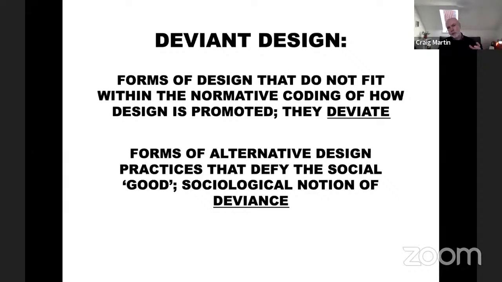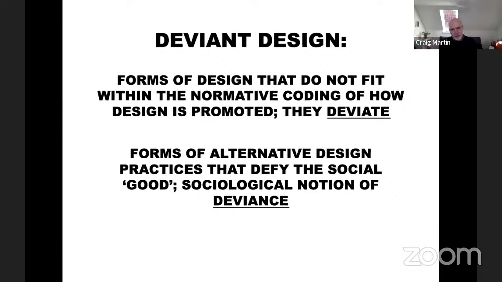But for me, in the book, I use the word deviant in two ways. So firstly, as you can see in the top portion of the slide here, I talk about forms of design that don't fit within the normative coding of how design is understood or how it's promoted. And what I mean by that is I'm talking about forms of design that deviate, i.e. they move away from how we've traditionally understood design. And that relates to some of the previous work that I've done around mundane packaging design or even the shipping container. These perhaps aren't the types of design that we think about when someone says, I am a designer. So it's about moving away from these traditional conceptions.